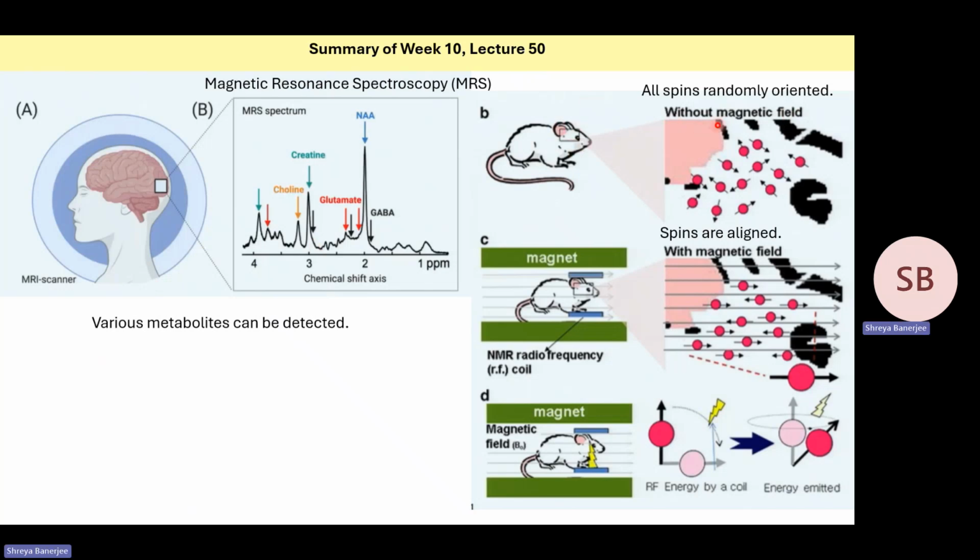So basically, suppose this is a rat brain. In the absence of a magnetic field, all the spins are randomly oriented. When you put the rat inside the MRI machine, a low field strength magnetic field is passed through the rat, and all the magnetic fields are getting aligned. Then different energy levels form. You can see a lower energy level and upper energy level.